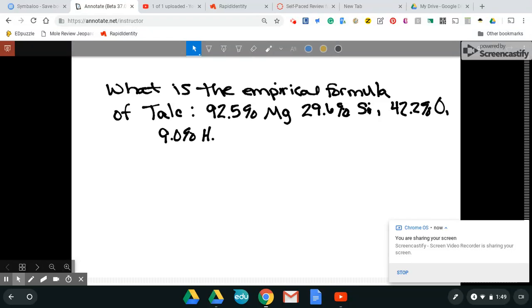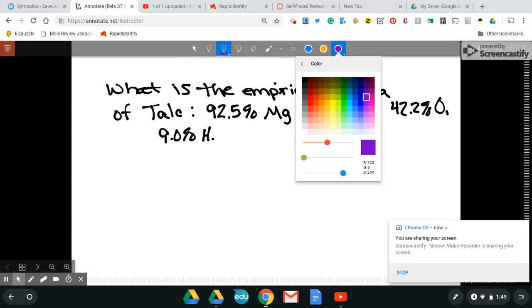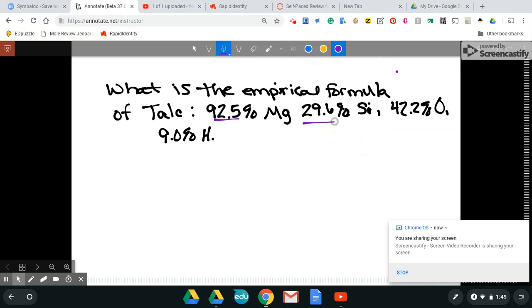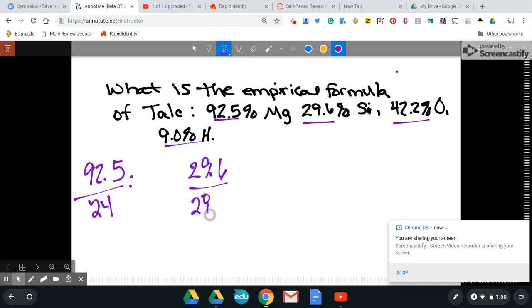Okay, so the last thing I want to review with you is what we've just done, which is empirical formulas and molecular formulas. So I'm going to start with empirical formulas. Anytime you are given a percentage, the very first thing, you see all of these numbers are in percents. So the first thing you need to do is write down the percents and divide each by its mass. So magnesium is 24, okay? And you're going to take 29.6, which is silicon, and silicon has a mass of 28.